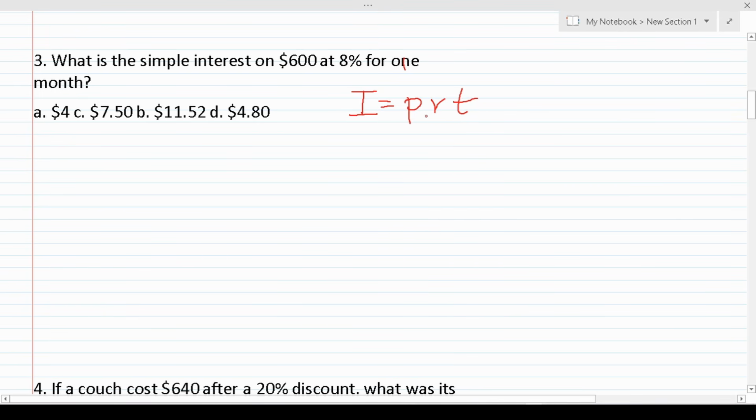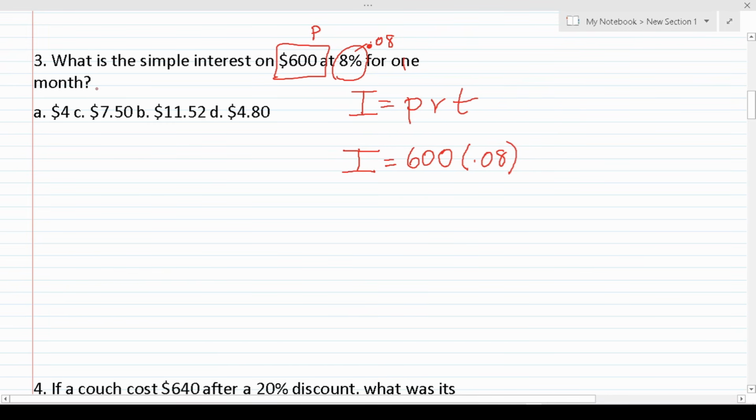Okay, so now that we have the formula written down, let's go ahead and start plugging things in accordingly. Again, it's asking us to solve for I in this case. We know what our principal is. We invested $600, so we'll put $600 in place of P. We're told what the interest rate was as well. That's 0.08. Again, you have to plug it in decimal form. If you plugged 8 in this formula, you would get it wrong. So again, this is going to be 0.08 in place of R.